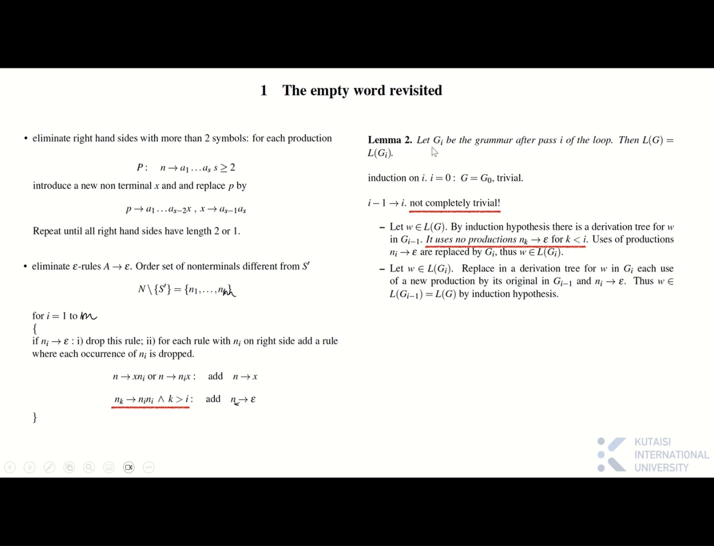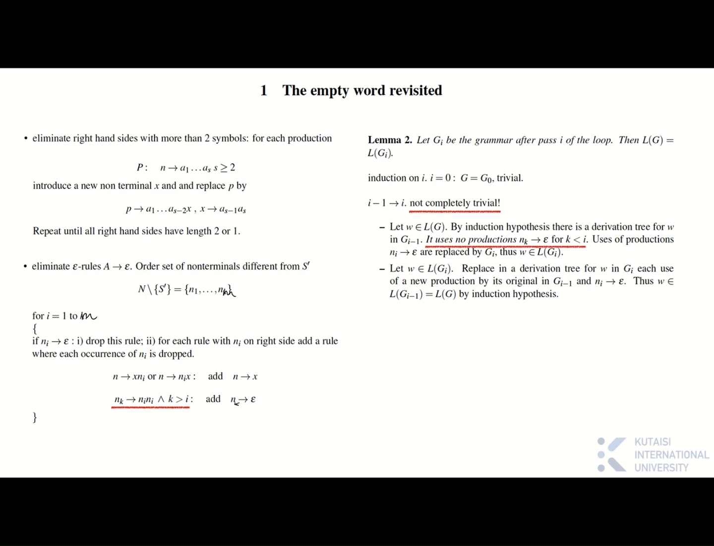So this is what Lemma 2 says. This is not completely trivial: if Gi is the grammar after pass i of the loop, so let's say G7 is when you iterate this loop up to 7, then the language that the original grammar generated is the same as that of G7. That means that when you finish the loops and all your epsilon rules are eliminated, you still end up with the same language.